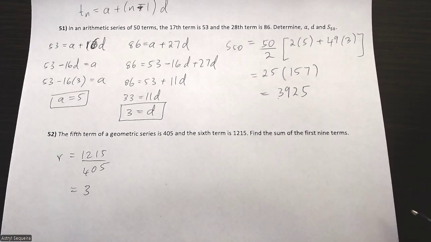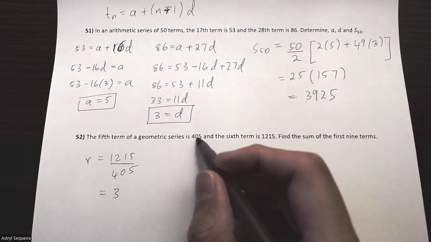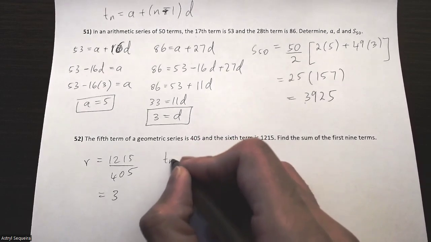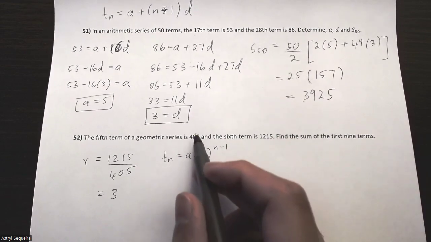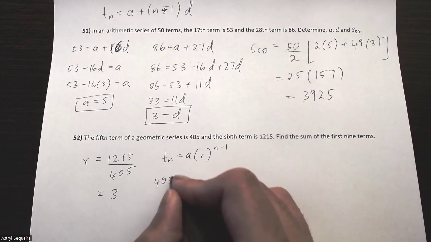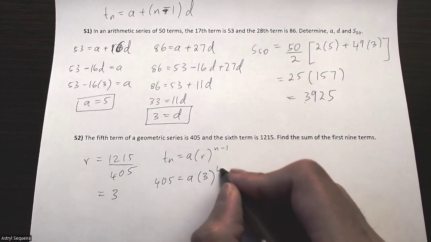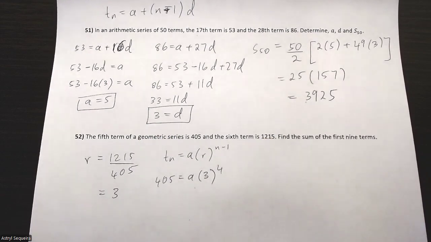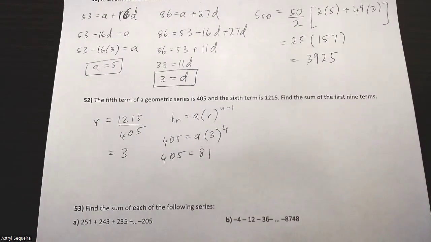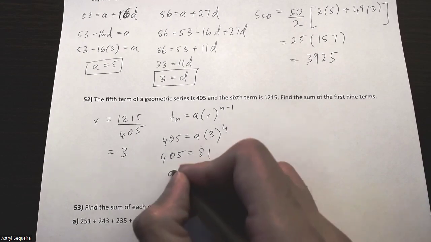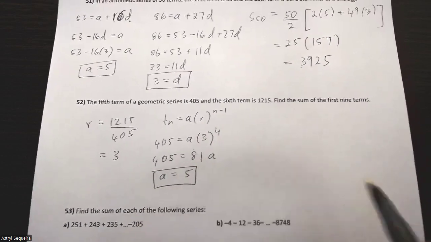Then I can just put this in my main equation to find my a value. So I'm going to do Tn equals a r to the n minus 1 to find the a value. I'm going to use the fifth term here. So 405 equals a. My r I found as 3, and then this is the fifth term, so 5 minus 1 is 4. 3 to the power of 4 is 81. And then if I divide by 81 on both sides, I'll just get my a as 5.